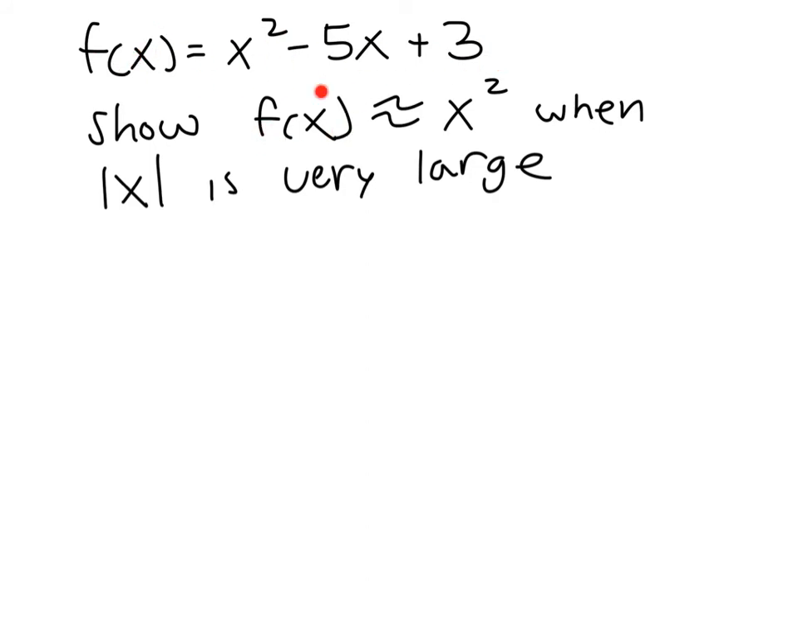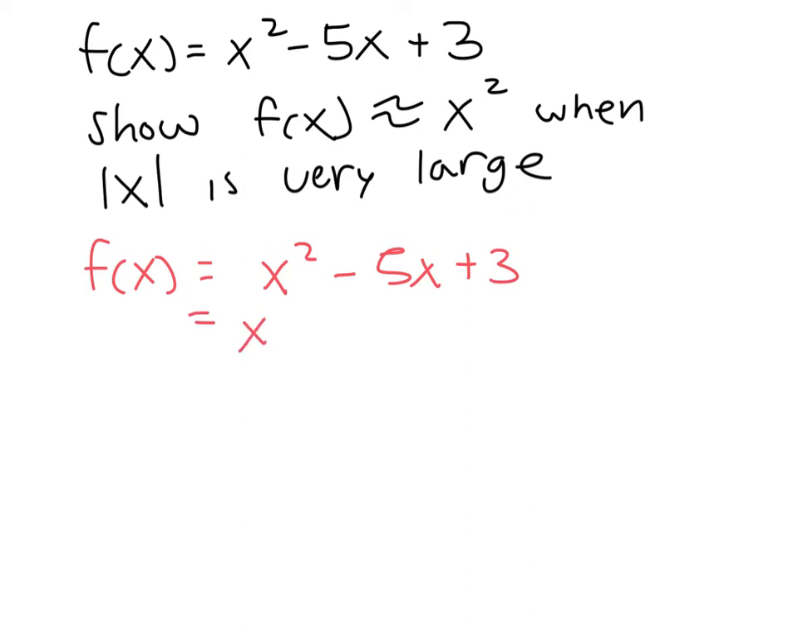Let's show that f of x is approximately x squared, which is a power function, when x is very large. The absolute value of x is very large, so that means it goes to negative infinity or positive infinity. Okay, so let's go ahead and do this. So f of x equals x squared minus 5x plus 3.